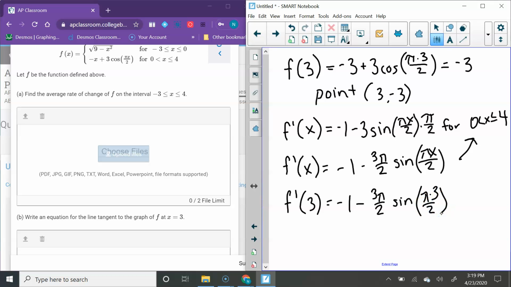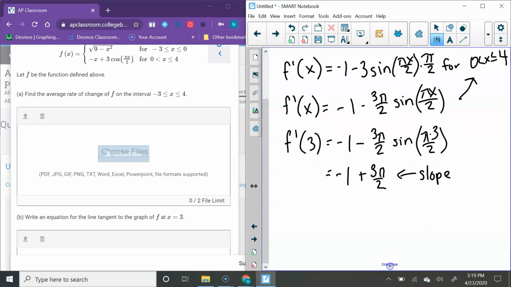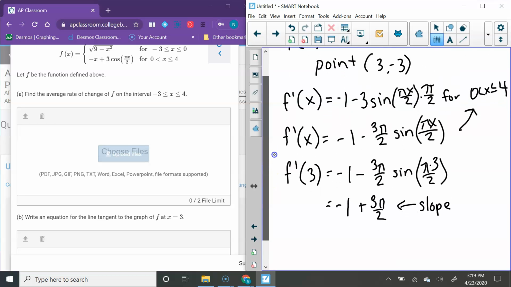And sine of 3 pi over 2 is going to give us -1, which means right here we're going to get -1 plus 3 pi over 2. And this is our slope of our tangent line. The derivative gives us the slope of the tangent line. So now we have the two things that we need to write the equation of this tangent line.